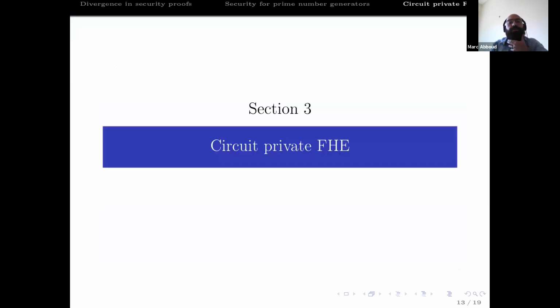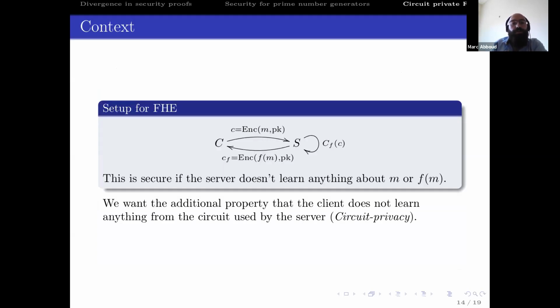And now for secret private fully homomorphic encryption. The setting is that you have a client and a server S. The client has a message M and wants the value of F of M, and the server does the computation with a circuit. The additional property that we want here is that the client does not learn anything from the server. This is called secret privacy.